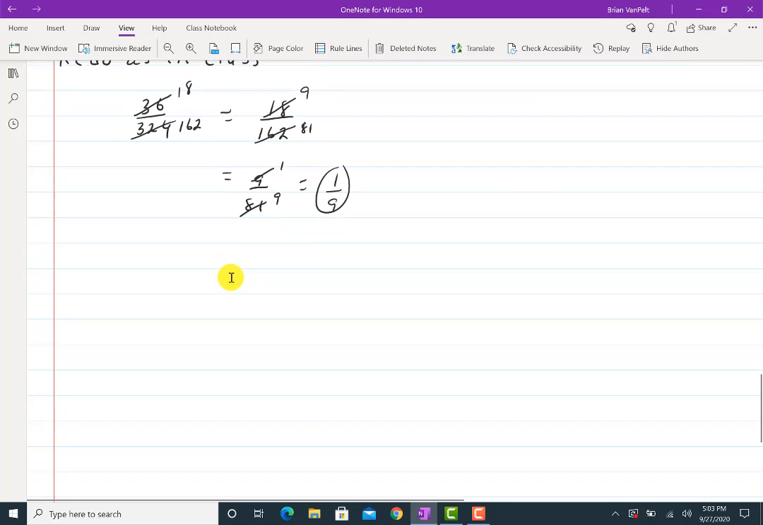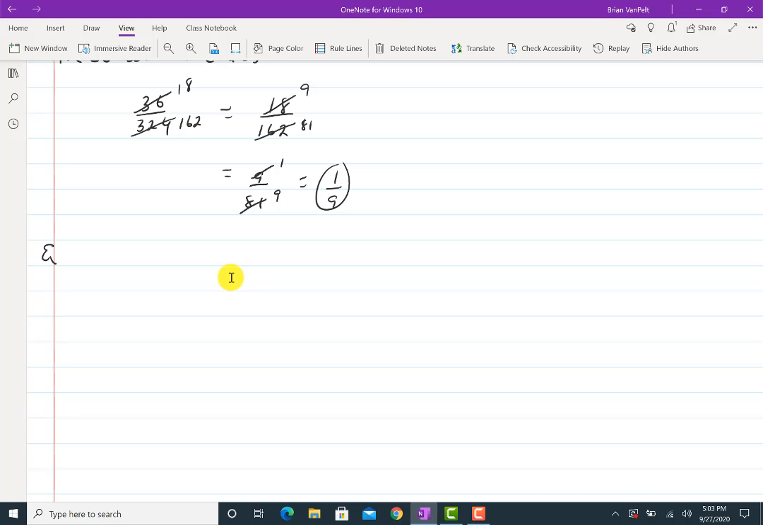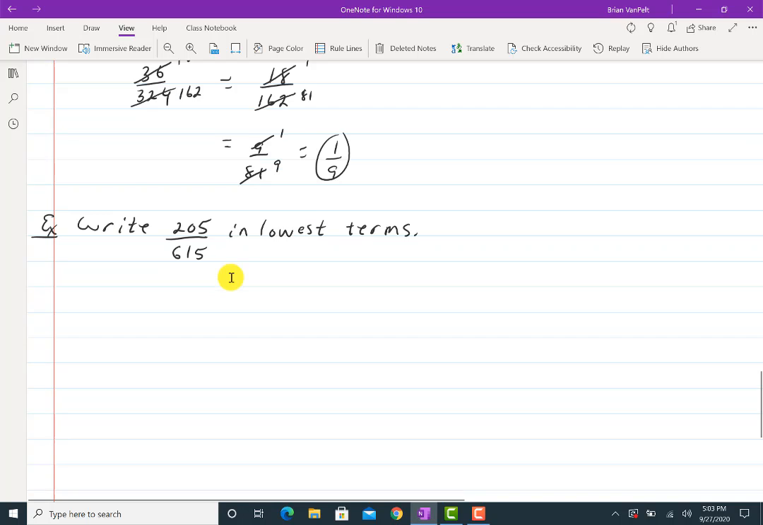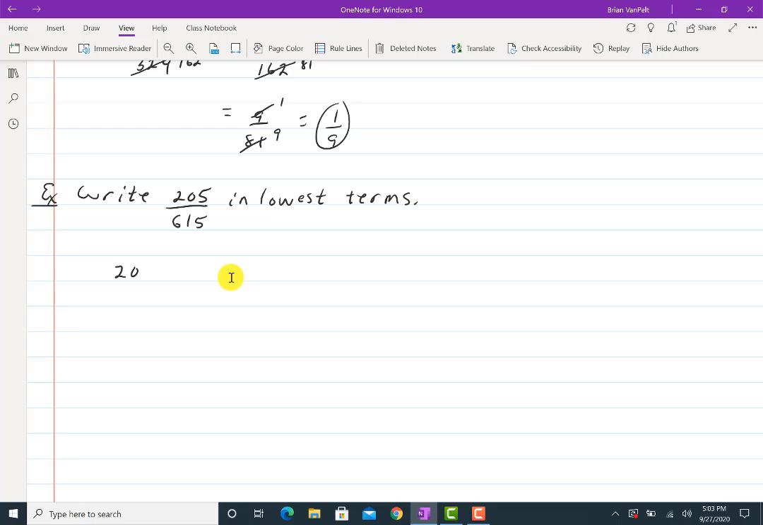More examples. This time I want to write 205 over 615 in lowest terms. So let me go ahead and do the way I was just doing.